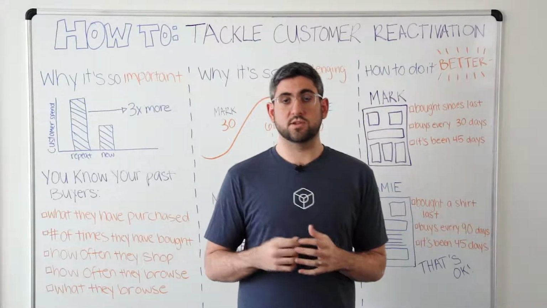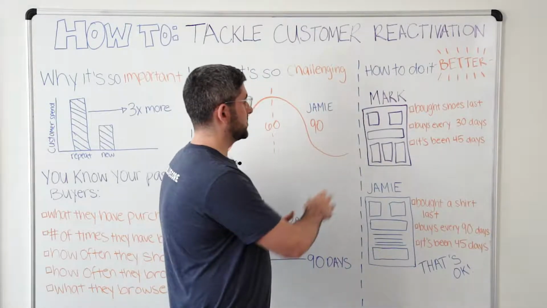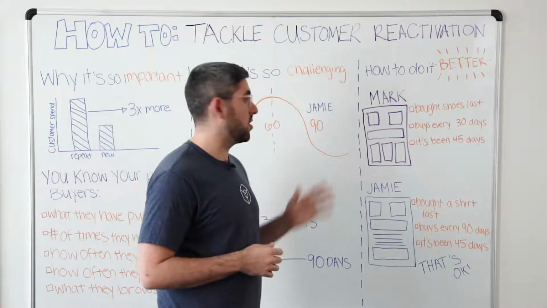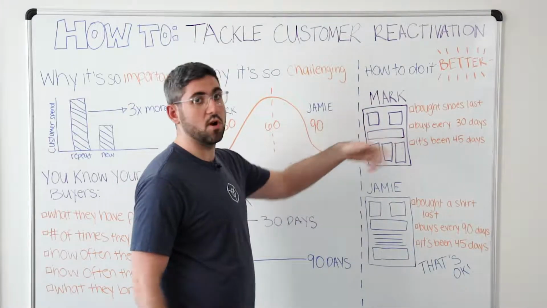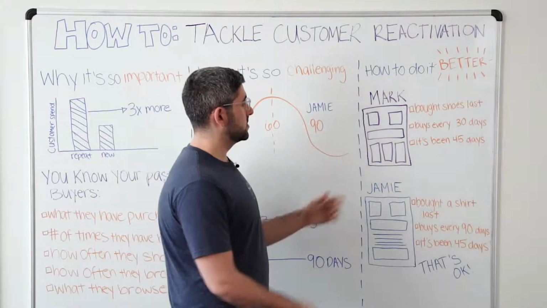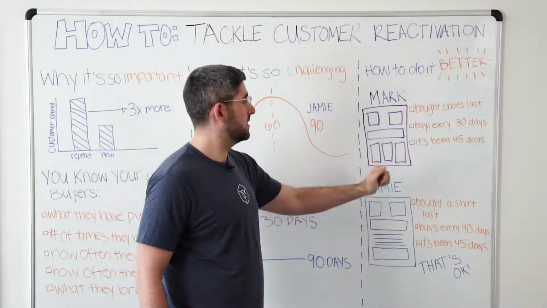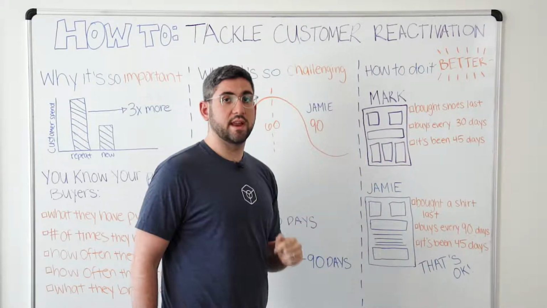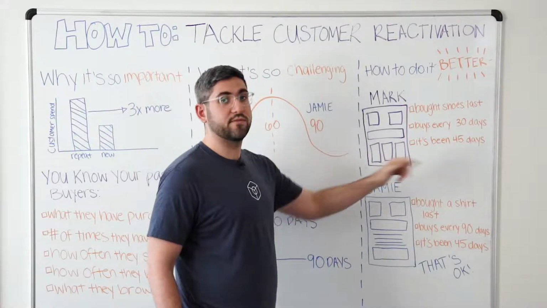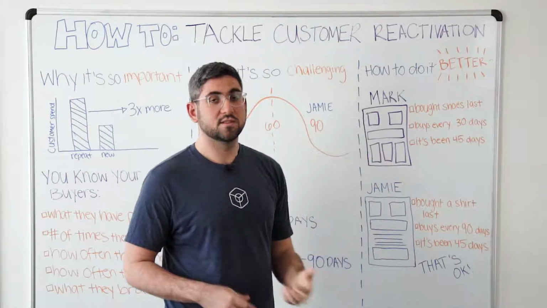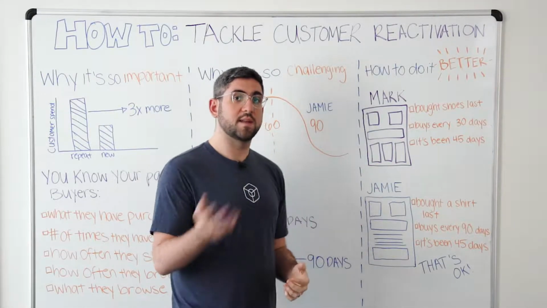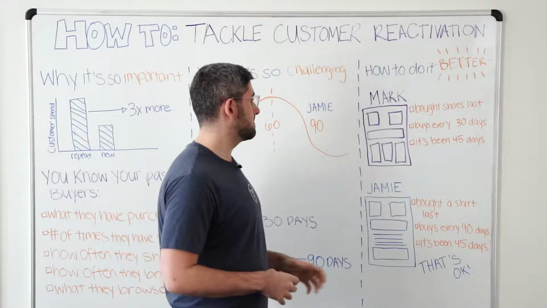Let's talk about what should be in that message. So here we've built some example templates for Mark and Jamie. Starting with Mark, let's look at his past behavior. So his last purchase was a pair of shoes, and Mark typically buys every 30 days. However, it's now been 45 days since his last purchase, so we should definitely be getting in front of him to get him back on our site to make another purchase.